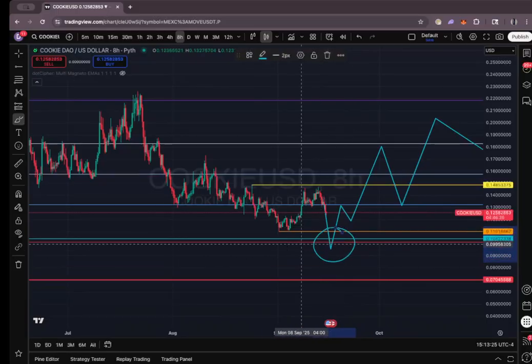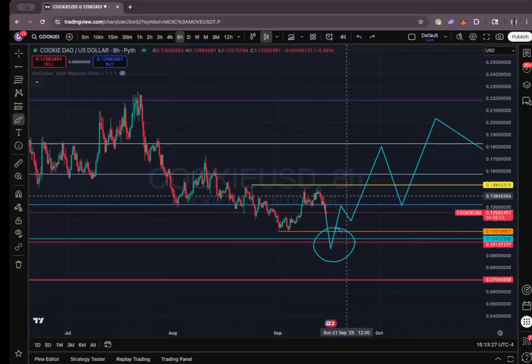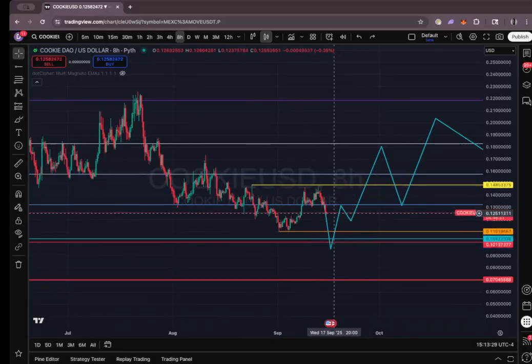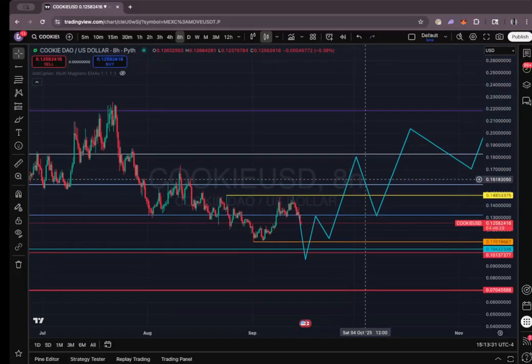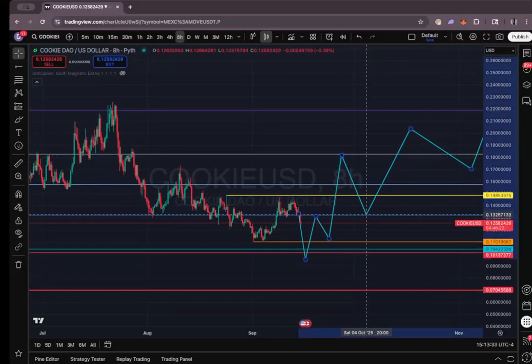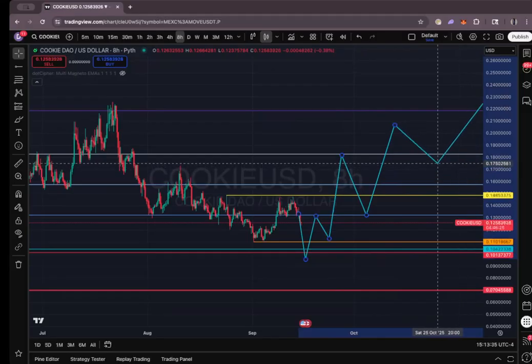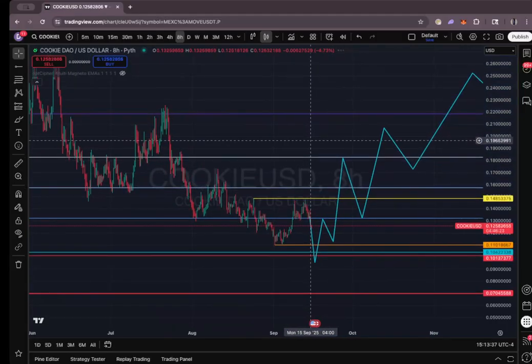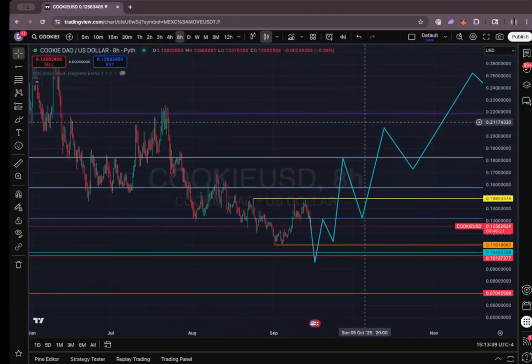We take that. That's the SMR here. Then we break after. We break the market structure. So I'll structure this here, break this high here, and then retest that balance, and then continue, right? And as you can see, take a screenshot if you want. We can come back to this next week or whatever and see if I'm right, okay? But this is the path that I would expect Cookie to take over the next month, right?